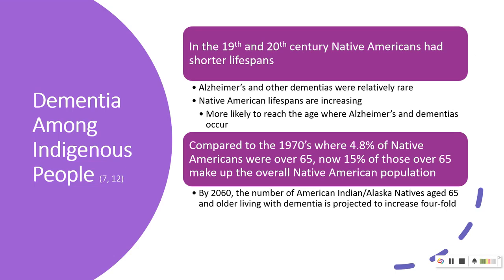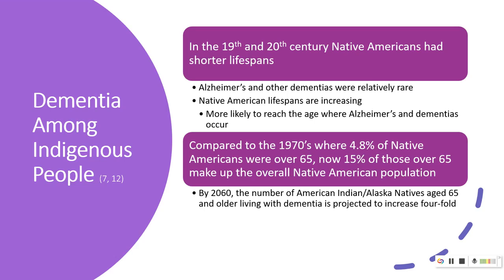So just to give you a little bit of statistics, in the 19th and 20th century, the Native American population had shorter lifespans. And since dementias are mostly a disease of aging, the occurrence of dementias was rarer in the Native American population if they didn't have a long lifespan. So now we're seeing that Native American lifespans are starting to increase, so that Native Americans are becoming more likely to reach the age where Alzheimer's and dementias will occur.